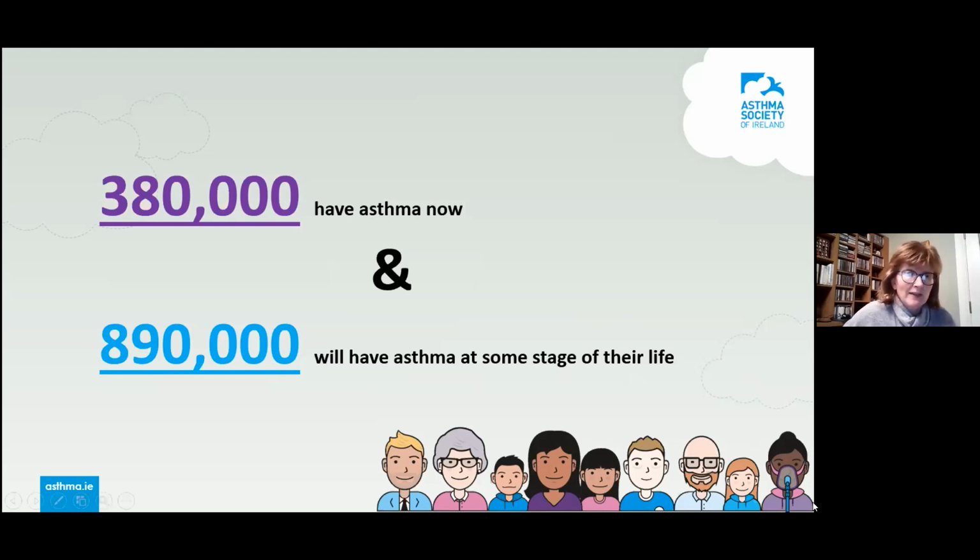But remember that it can actually come back in later life, maybe due to a job they've taken up, or various other factors. It can be environmental issues, or some type of job where they're inhaling different irritants that might irritate the airways. As I said, approximately 380,000 people are living with it. So that's quite a lot.